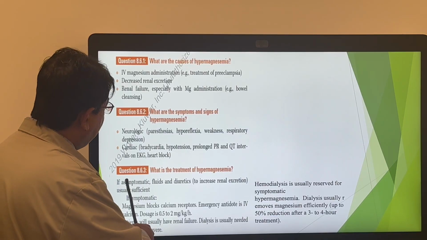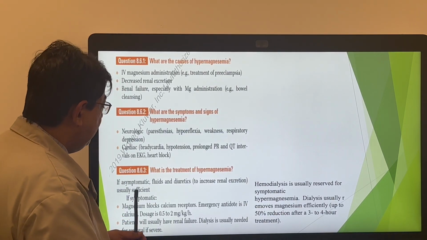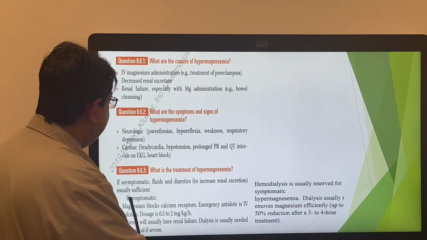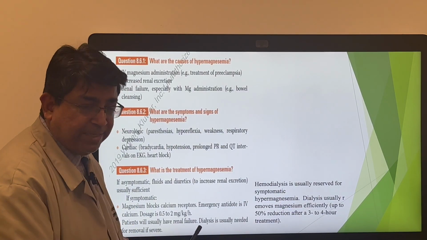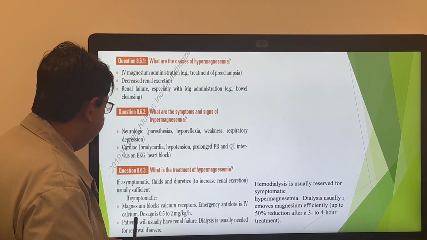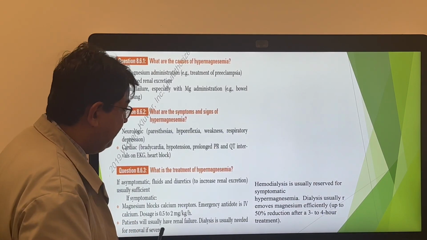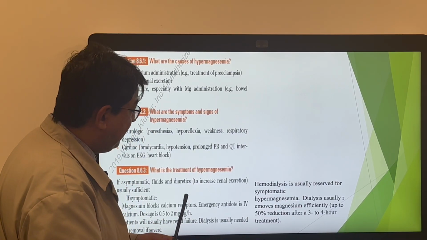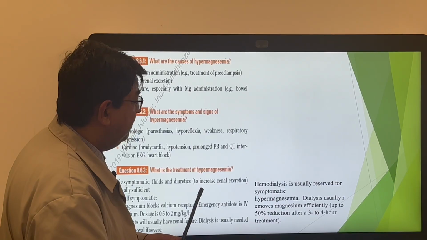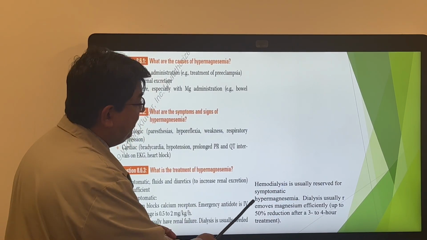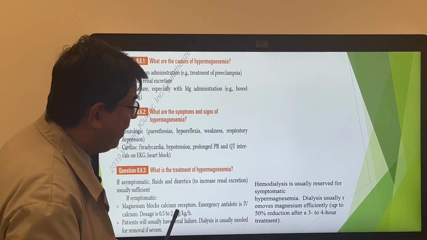If they're asymptomatic, then you should use fluids and diuretics to increase renal excretion. If they're symptomatic, then magnesium basically blocks calcium receptors, so the antidote is intravenous calcium. And then again, dialysis if it's severe. Hemodialysis is only reserved for symptomatic hypermagnesemia. And dialysis usually removes magnesium efficiently, up to 50% reduction after a 3 to 4 hour treatment.